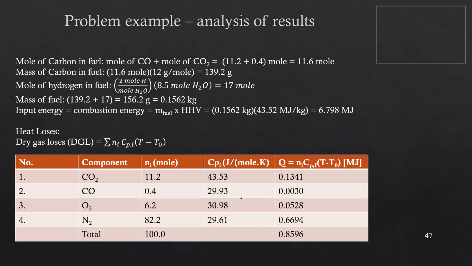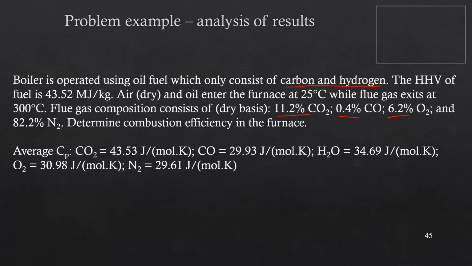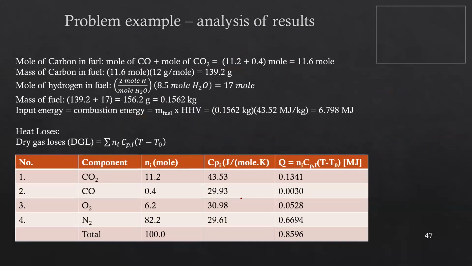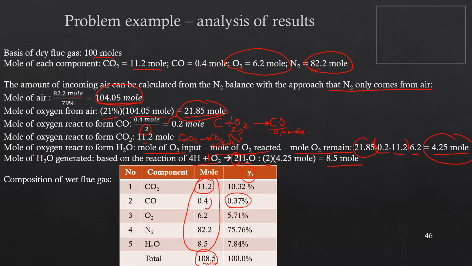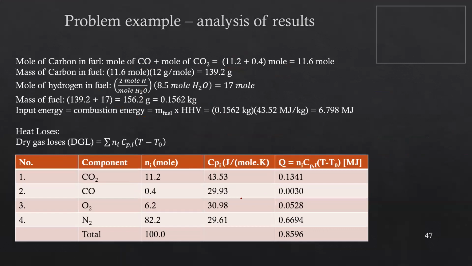Okay, the next one is still a long way to go. The problem is very short, but the answer is actually very long. After we calculate the moles of oxygen input, the moles of oxygen which reacted to generate several products, CO, CO2, and water, and also the moles of water generated, and we make the composition of the wet flue gas, we then calculate the moles of carbon in the fuel, as well as the moles of hydrogen in the fuel.